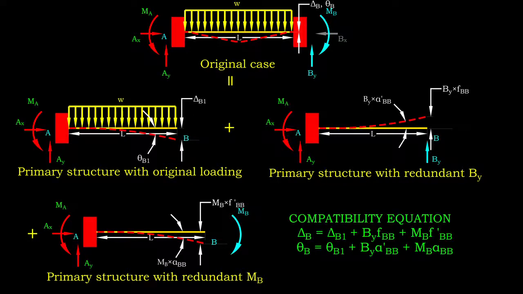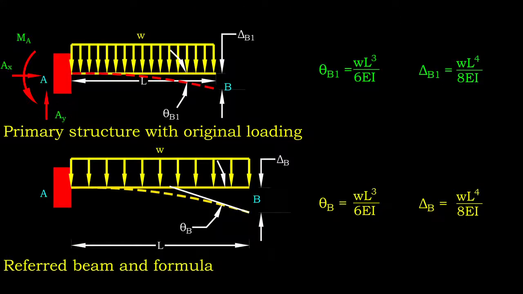Two compatibility equations are established. One of them tackles the vertical reaction based on deflection, while the other tackles the moment based on beam rotation. These compatibility equations adhere to the principle of superposition. In other words, the effect of the original loading and redundant forces needs to be considered when determining beam deflection at one point. Next, let's find out the beam deflection and rotation for all cases.